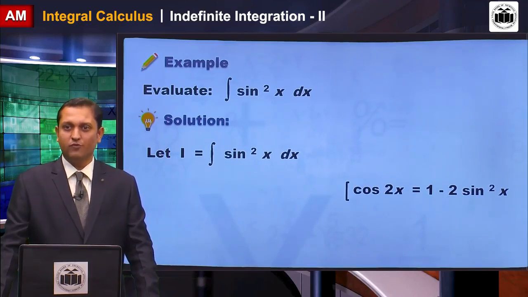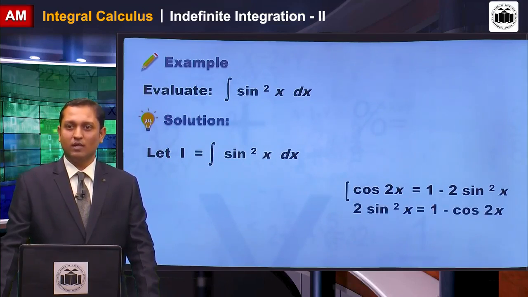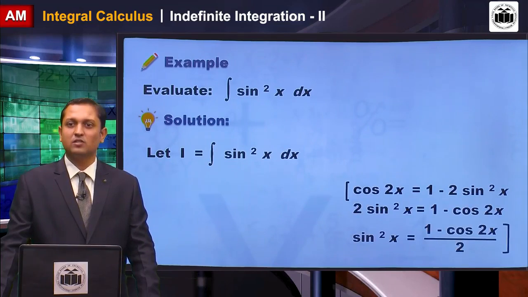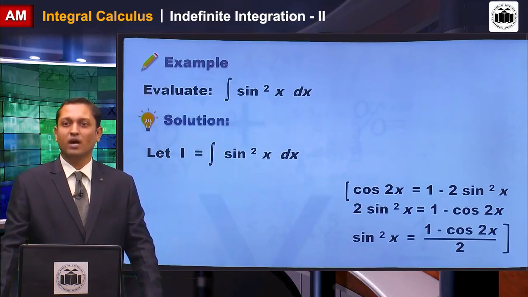So we are using this formula. We will rearrange the terms. We will get 2 sin square x is equal to 1 minus cos 2x. Take the 2 on the other side. It will go in the denominator. We will get the answer for sin square x, which is (1 minus cos 2x) upon 2.